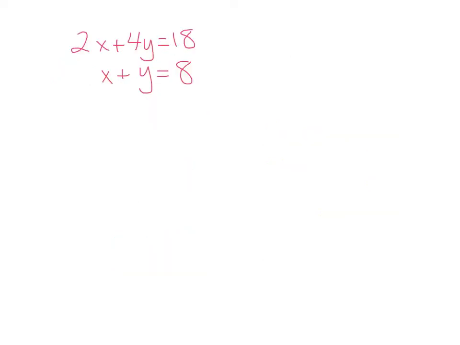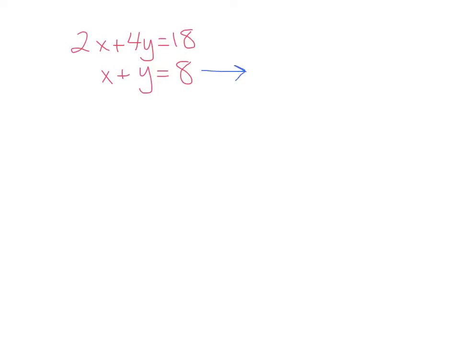Okay? Our next example here is a little bit more difficult, and the reason it's more difficult is we don't have a variable that has the same coefficient. Now, we get to pick which variable you want to get rid of. Well, actually, I get to decide. So I'm going to decide we're going to get rid of x.